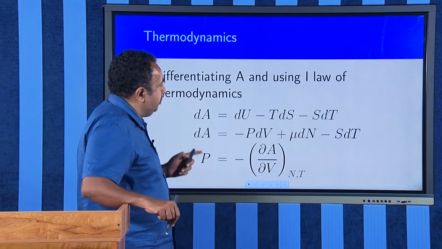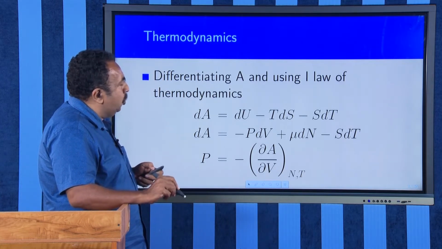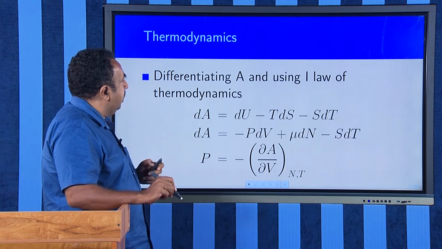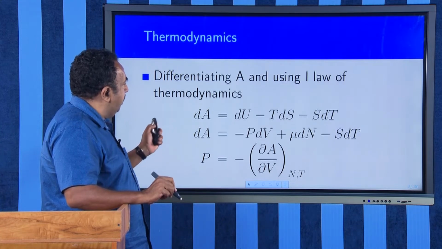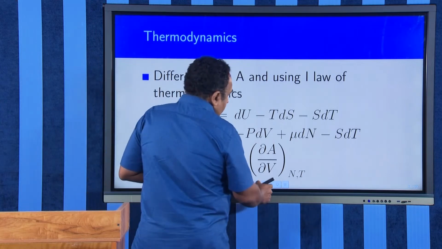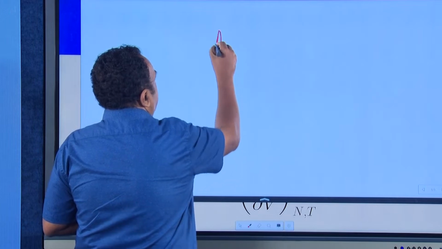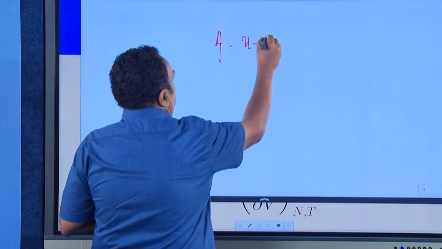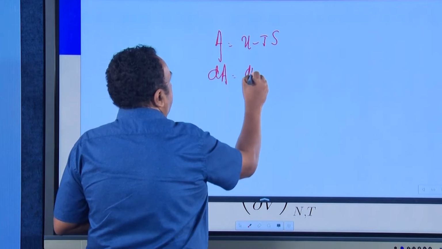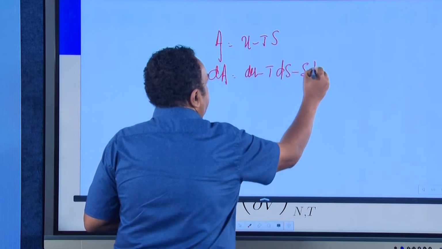Your first law of thermodynamics says that TdS is equal to dU plus PdV minus mu dN. You can substitute that in your equation for dA, and then you will be able to get dA is equal to minus PdV plus mu dN minus SdT. That is, A is equal to U minus TS. Differentiating, dA is equal to dU minus TdS minus SdT.